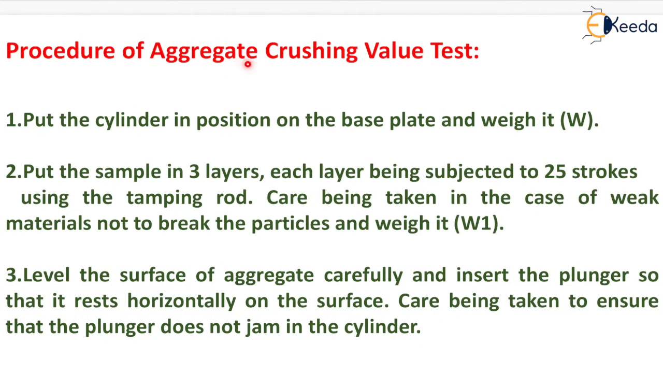Procedure of aggregate crushing value test. Put the cylinder in position on the base plate and weigh it, W. Put the sample in 3 layers, each layer being subjected to 25 strokes using the tamping rod. It means that we have to fill the aggregate in 3 layers and each layer being subjected to 25 strokes by the tamping rod. Care being taken in the case of a weak material not to break the particles, and weigh it, W1.